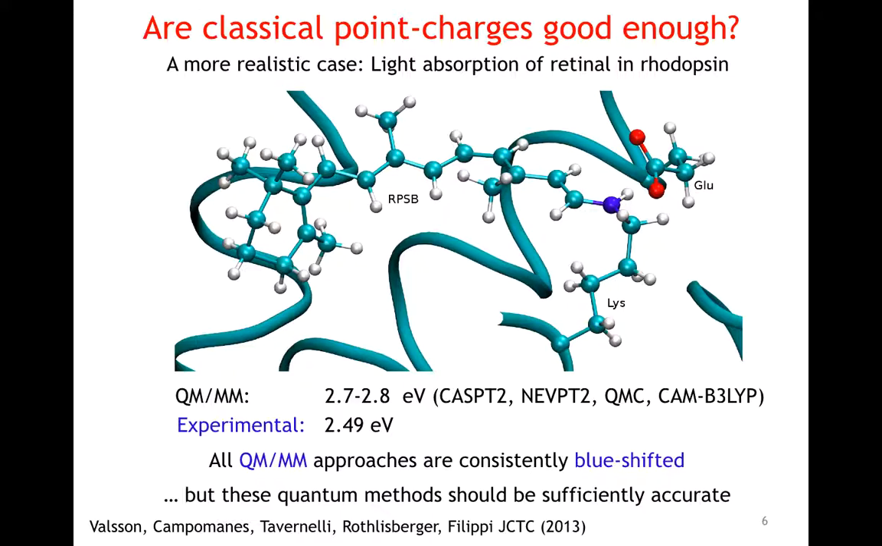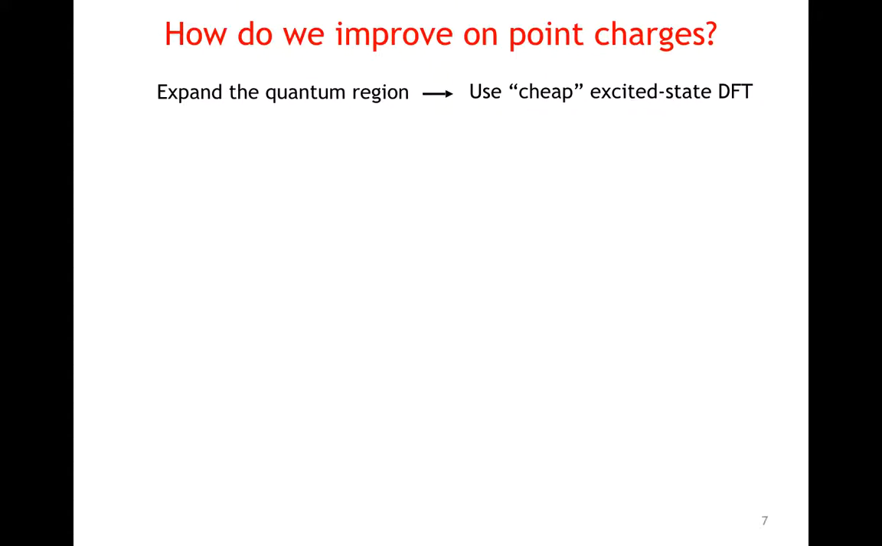So there is probably something that is going wrong with our description of the environment, and our aim is to try to understand what we can do to improve on these errors. So, sticking to the realistic case of the light absorption of retinal in rhodopsin, one thing that we can do is to try to expand the quantum region around the chromophore using a cheap computational approach, which is time-dependent DFT.